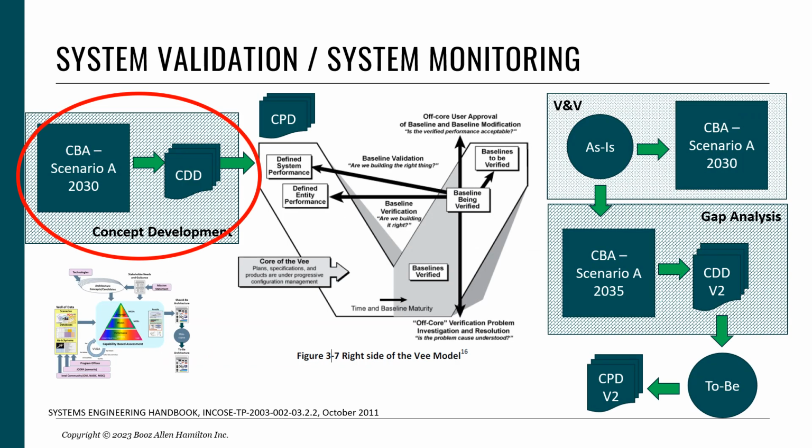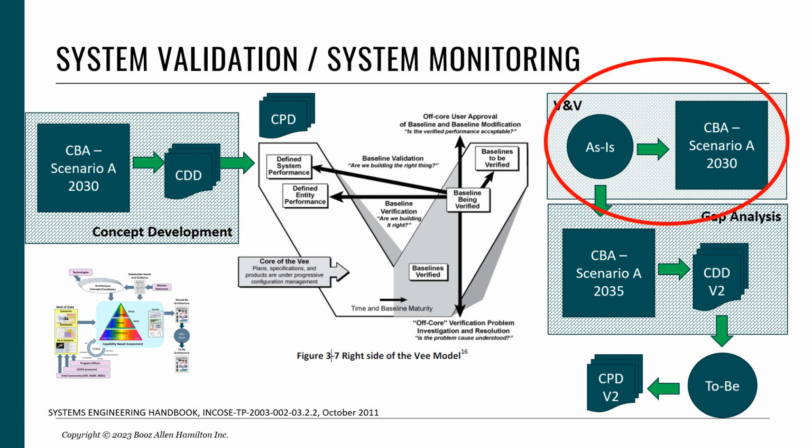So far, we've talked about what happens before the V. Let's look at what happens after. V and V is expected at the end of EMD. The validation should be against the original scenario to show that the system meets the mission requirements.